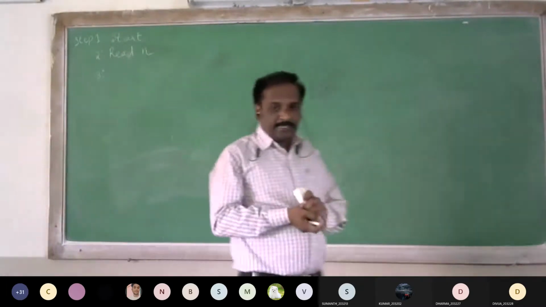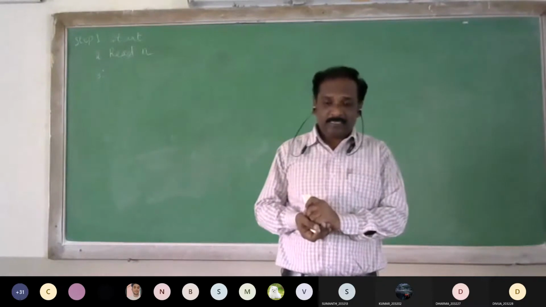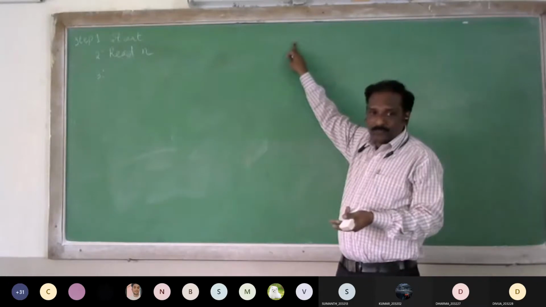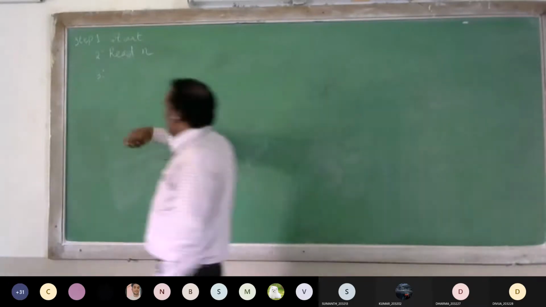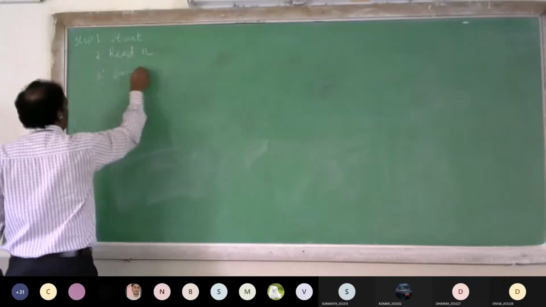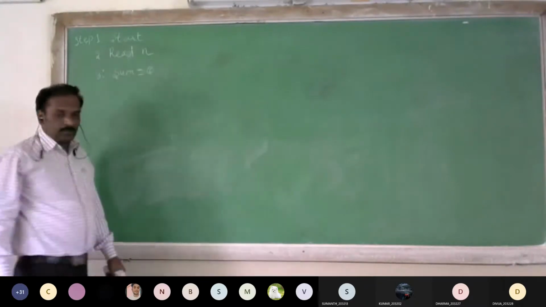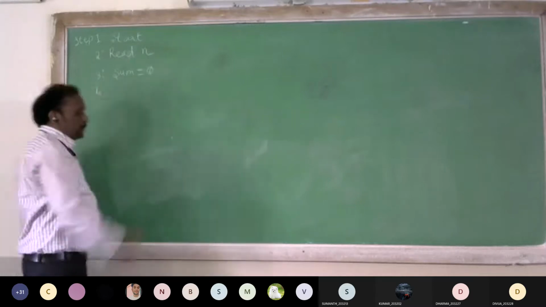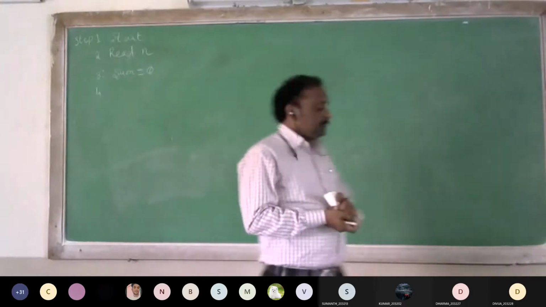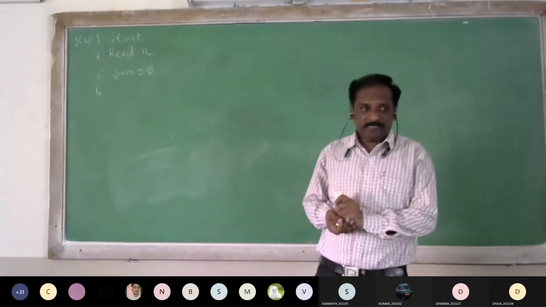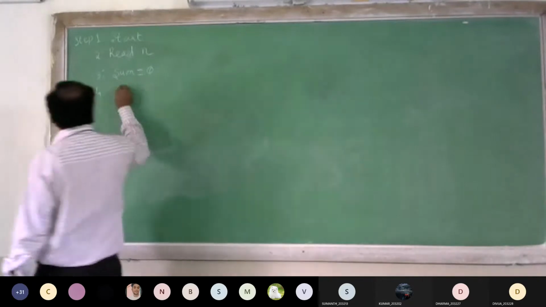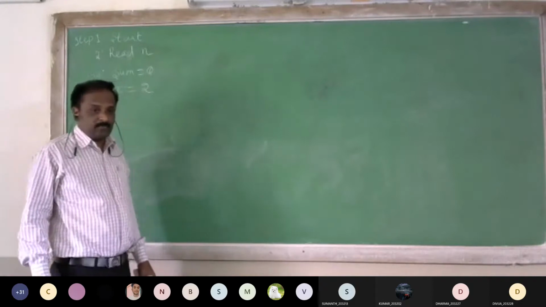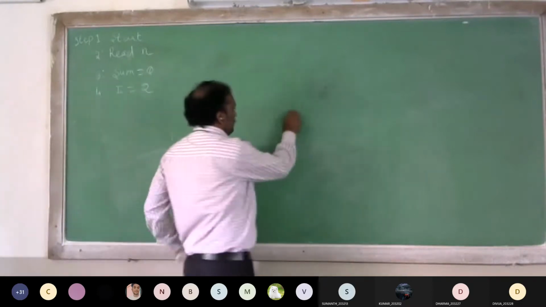So now we need to find the sum of n even numbers. So what is the starting sum? Before starting addition of numbers, the starting sum will always be 0. So we will initialize sum is equal to 0. Now, what is the first even number? First even number we are taking as 2. I is equal to 2. Now we have got the first even number 2.